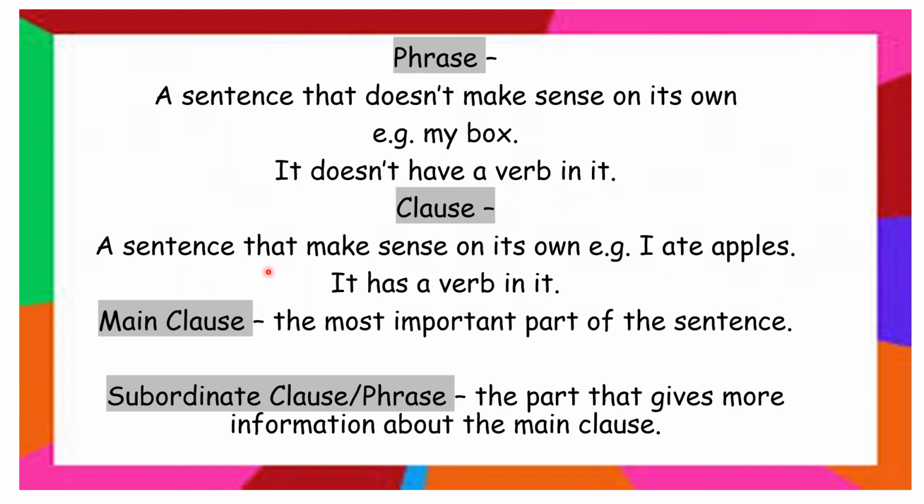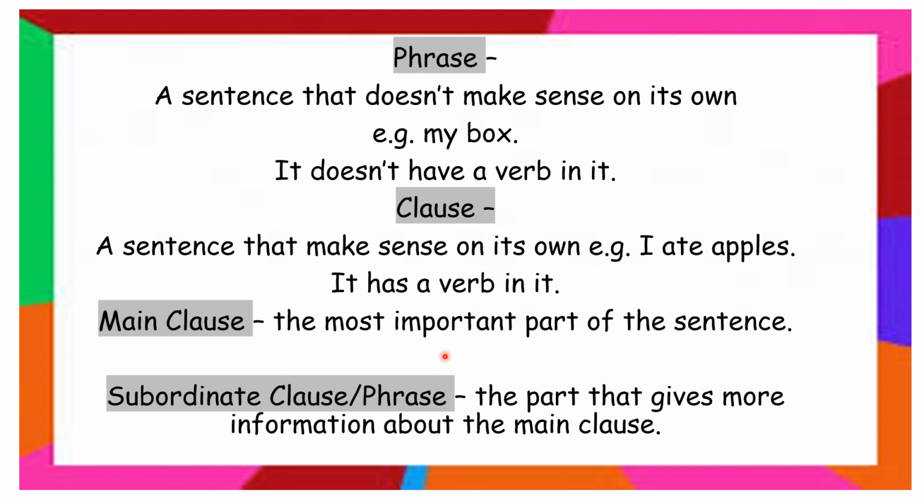Now, clause: a group of words that makes sense on its own, for example, I ate apples. This information is complete as I know what you did, I know you ate, and I also know what you ate. I know you ate apples. You didn't eat pie, you didn't eat chicken or any other thing but apples. A clause has a verb in it. Main clause: there are two types of clauses, main and subordinate clause.